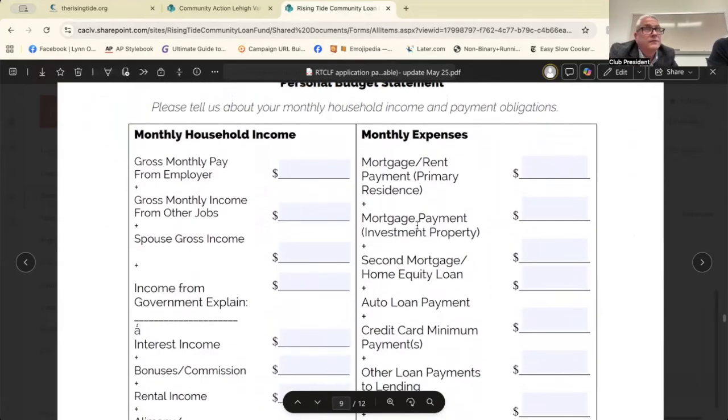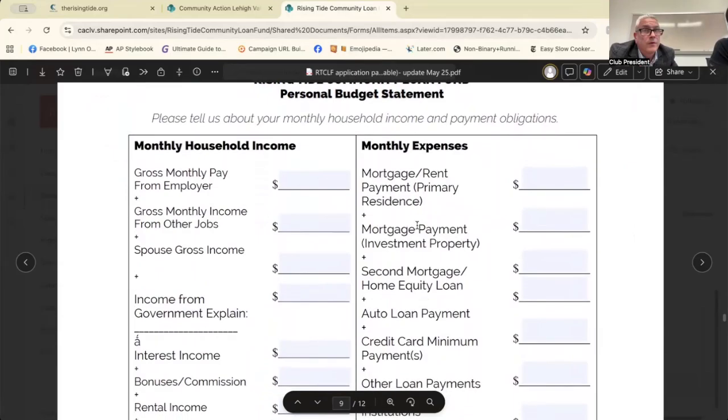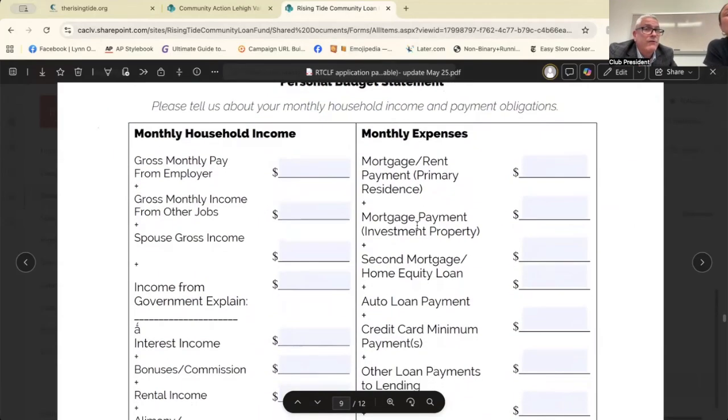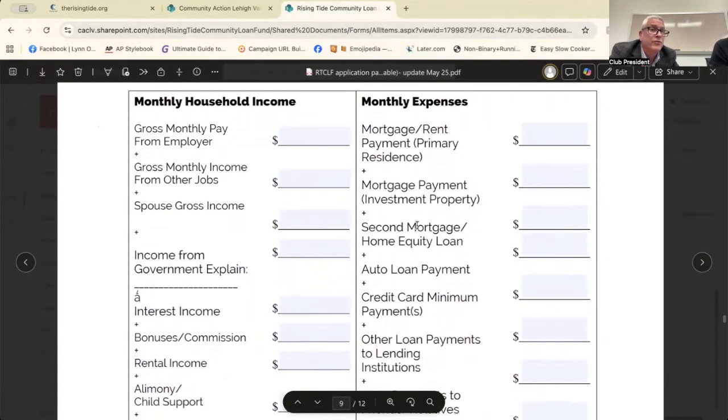Oh, I see. So this is for any and everyone in the household who is making or earning money. You indicate that on this section. So I have a couple kids living in the house who work, my kids work. And so their income helps us as well. I see. Yes. So would it also include income from other jobs? So if I'm doing some part-time work?